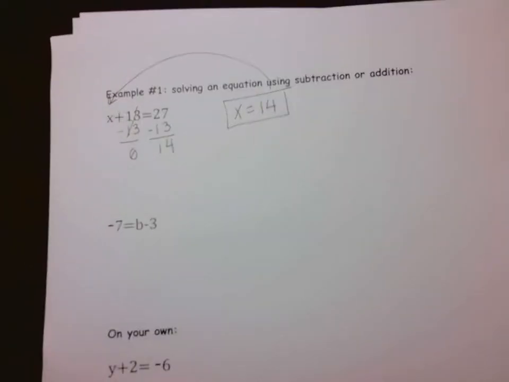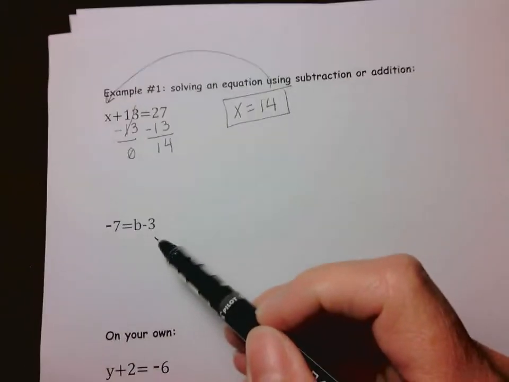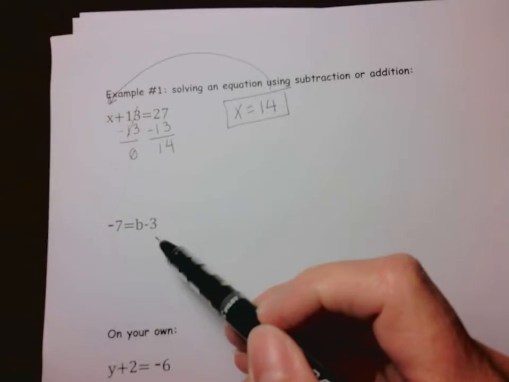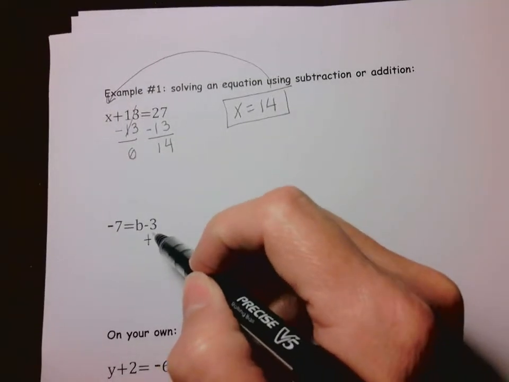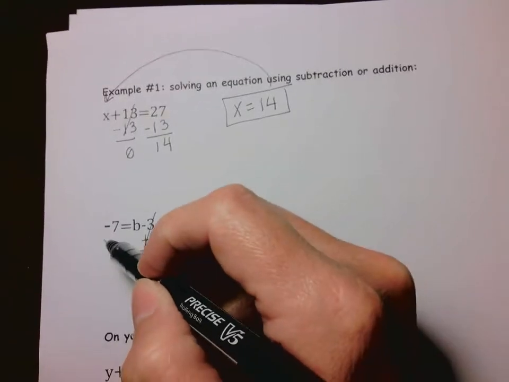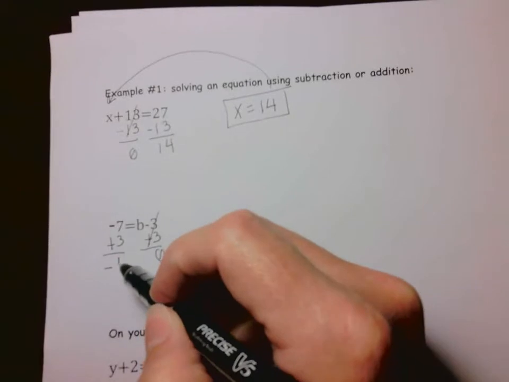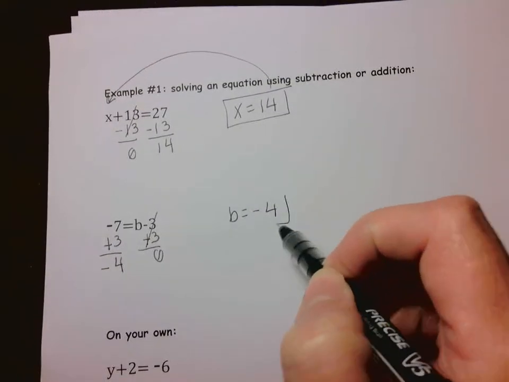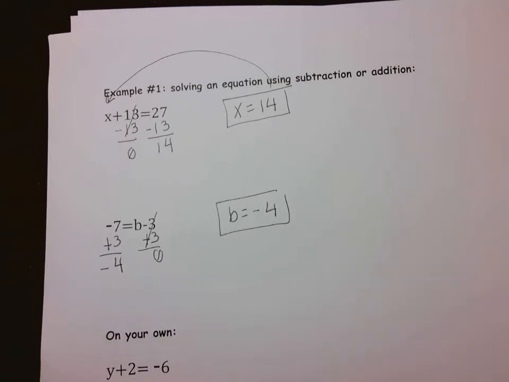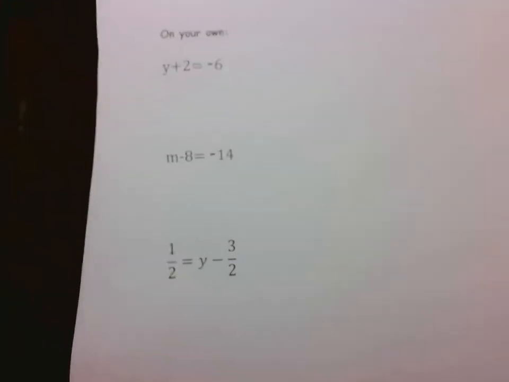The next example, this 3 is connected to this variable through subtraction. And so I want to undo this operation. So what am I going to do? I'm going to add 3 to both sides. And b is -4. So go ahead and hit pause and work out these on your own.